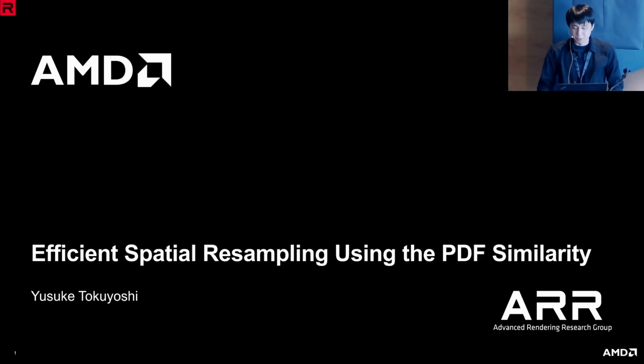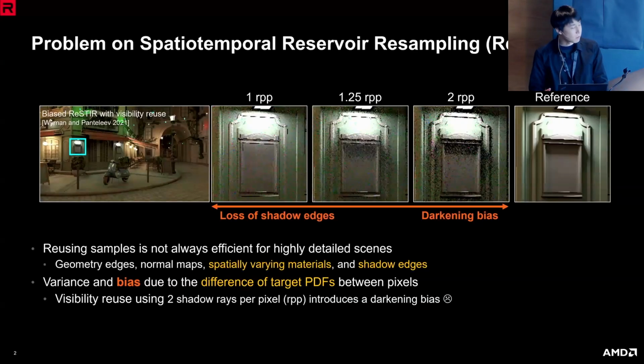Hello, my name is Yusuke Tokuyoshi from AMD. Today, I'd like to talk about efficient spatial resampling using the PDF Similarity. This is a technique to improve ReSTIR, spatio-temporal resampling.